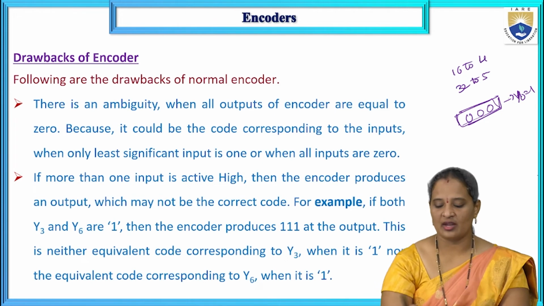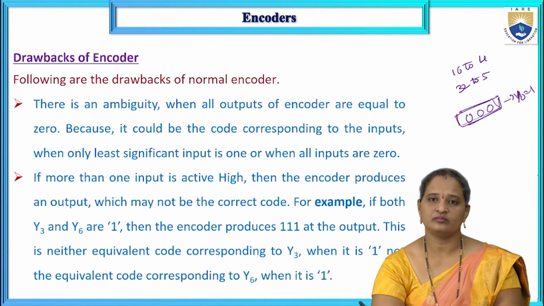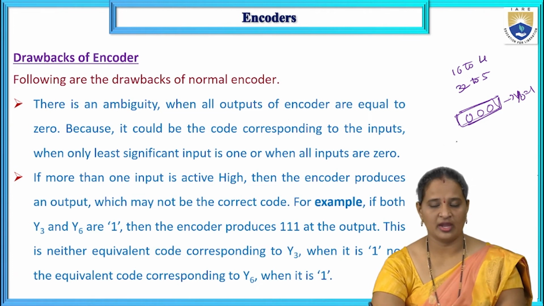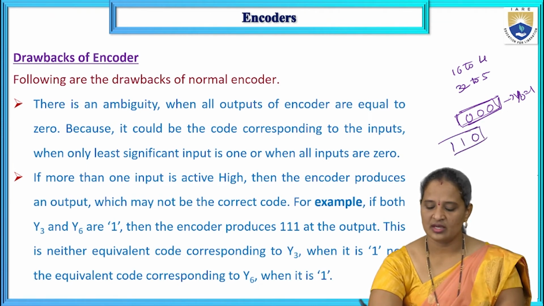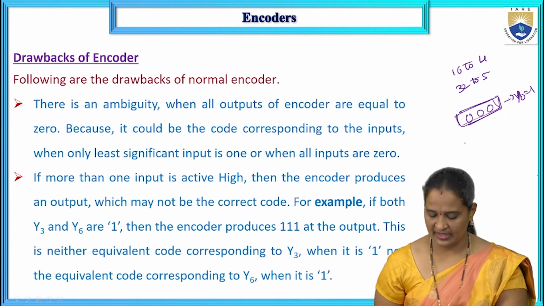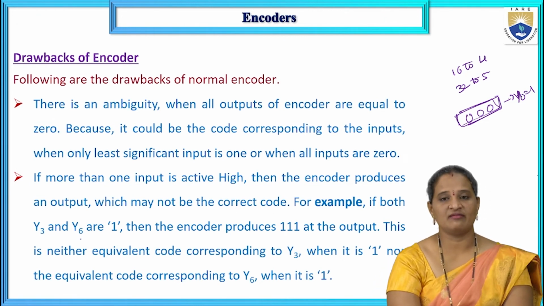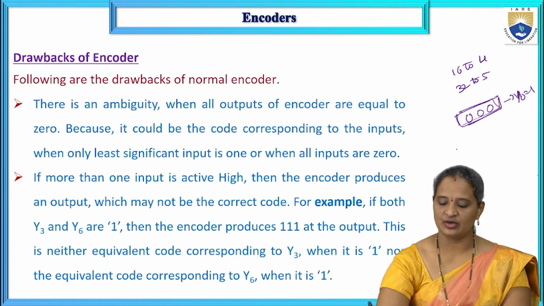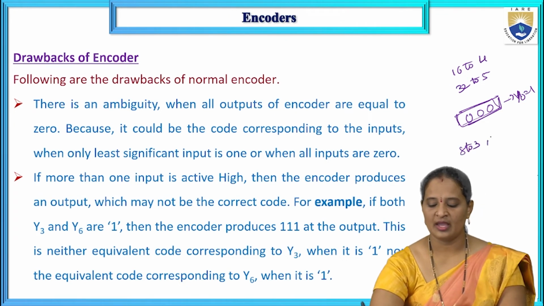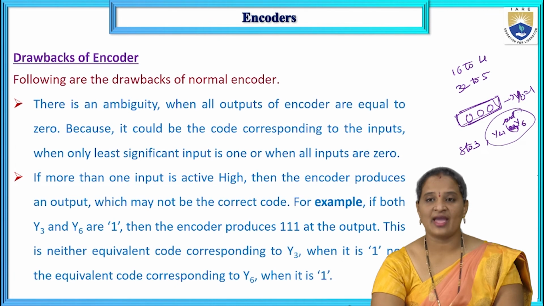And one more drawback we can observe. At any instant of time, if more than one input is enabled, for example, in an 8 to 3 encoder, we have the combination 1 1 0, that means two input lines are activated here. For example, if both Y4 and Y6 are high, then it gives an ambiguity.